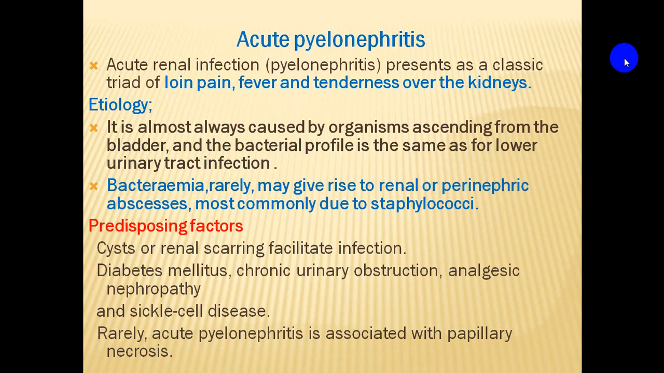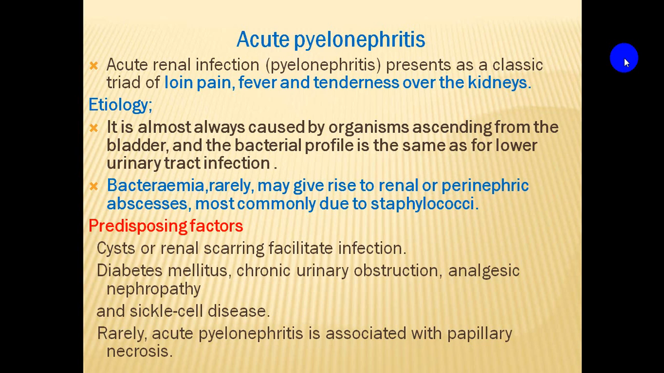The other entity of urinary tract infection, which is a severe form of urinary tract infection, is acute pyelonephritis. It is acute renal infection. It presents as a classic triad. We have three important clinical features related to this disease, and these are loin pain, fever, and tenderness over the kidneys or the renal angle.